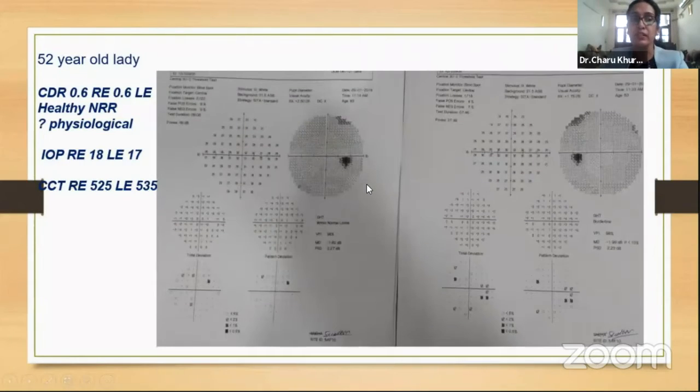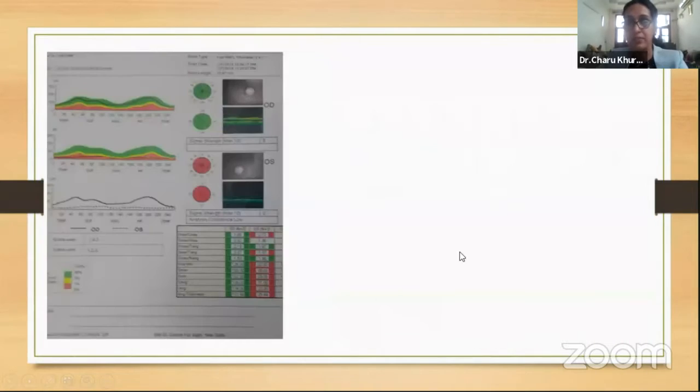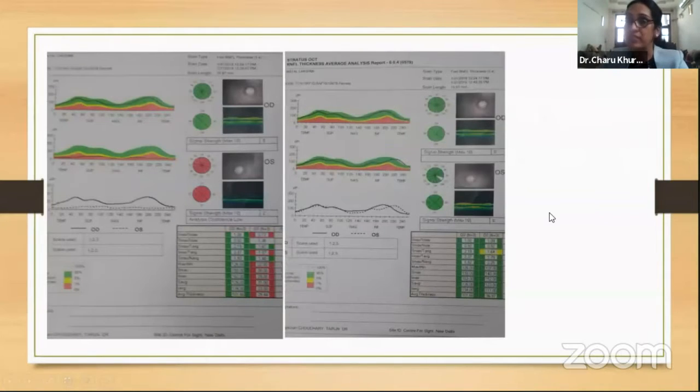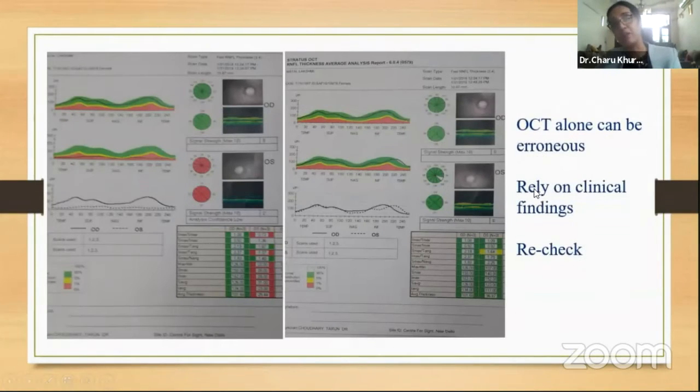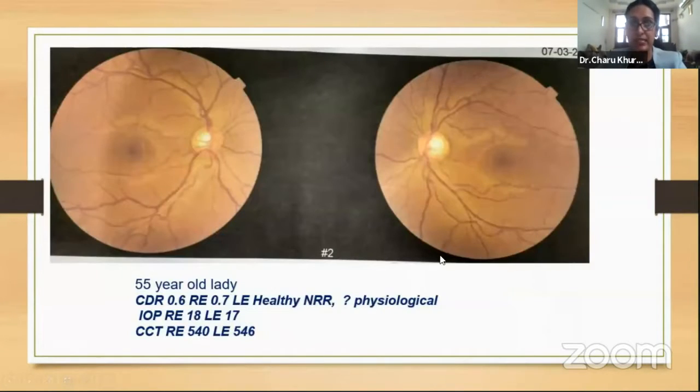Another example, a lady with cupping 0.6 in both the eyes, pressures and CCT were in the normal range. Now remember, OCT is not completely foolproof. So here, even though the fields were normal, surprise, surprise, the OCT was abnormal. So we went back to check what our findings showed, and we found that even alone, the OCT can be erroneous also. So do not make a diagnosis purely on OCT. You will have to go back and recheck your findings.